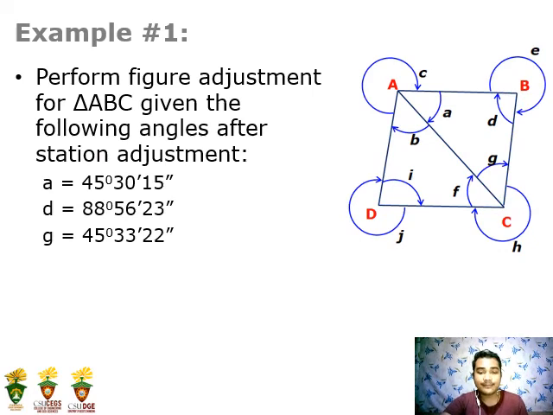Alright, so let's have an example for the figure adjustment. Perform the figure adjustment for triangle ABC. Given the following angles after station adjustment, so natapos na ang station adjustment. So we have A to be 45, 30, 15, B 88, 56, 23, and C 45, 33, 22.